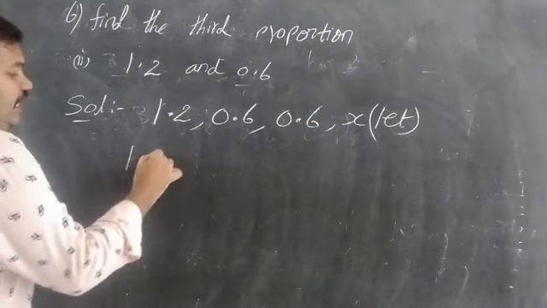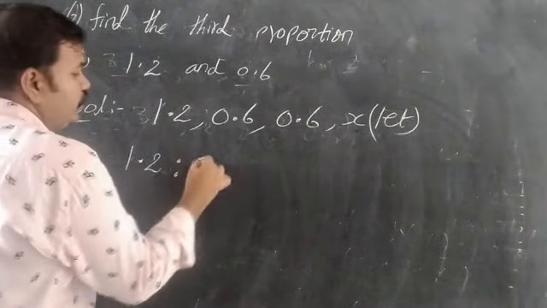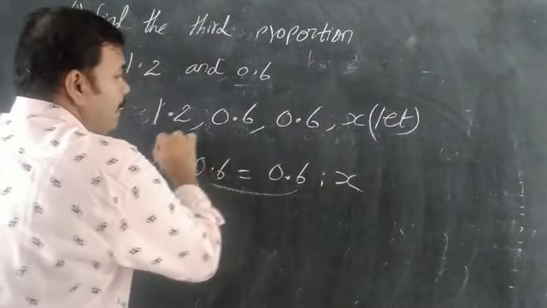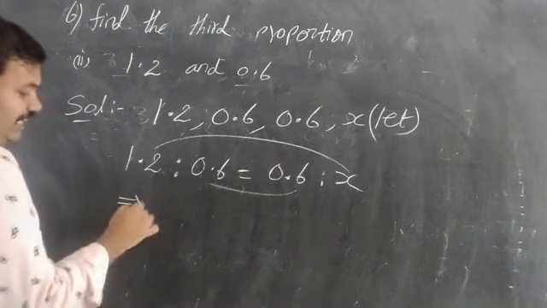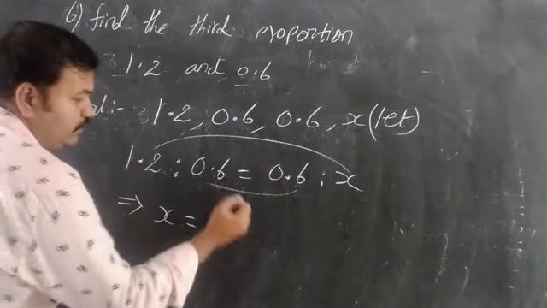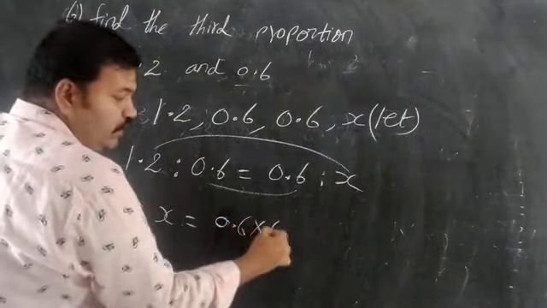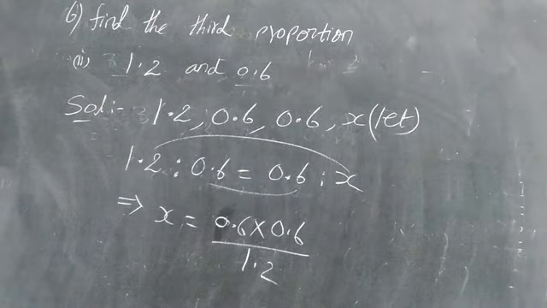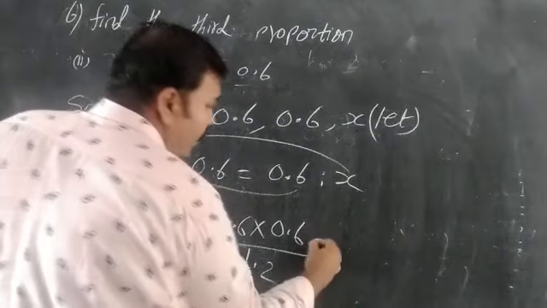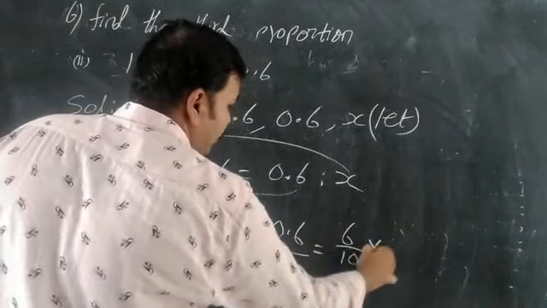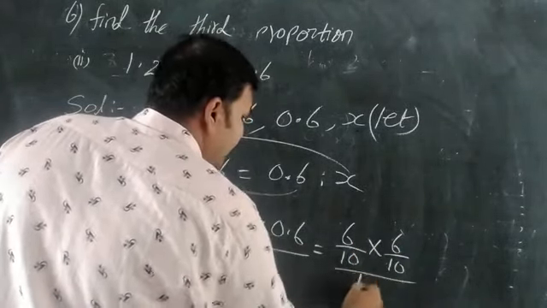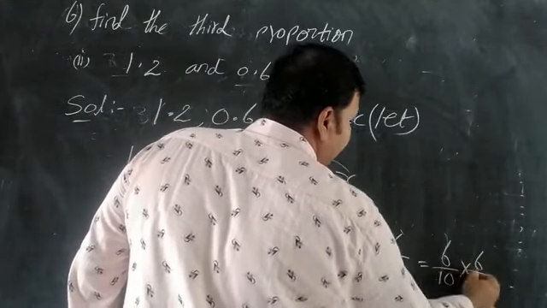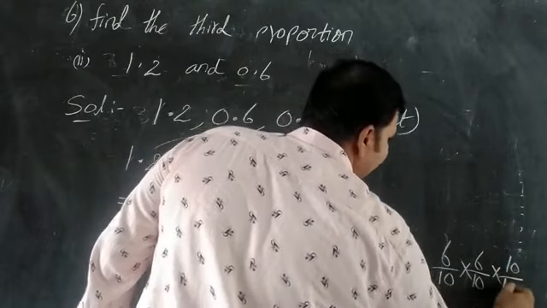Now, arrangement in the ratio form. 1.2 is to 0.6 is equal to 0.6 is to x. Product of extremes equals product of means. Now x is equal to 0.6 into 0.6 by 1.2. Changing into fraction form, 6 by 10 into 6 by 10 by 12 by 10, which is equal to 6 by 10 into 6 by 10 into 10 by 12 reciprocal.